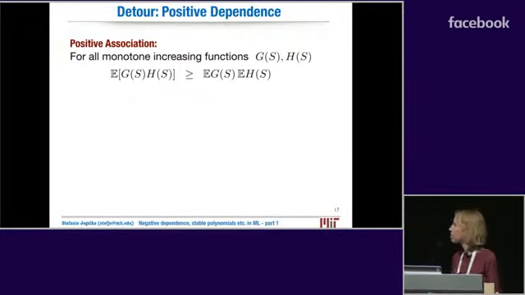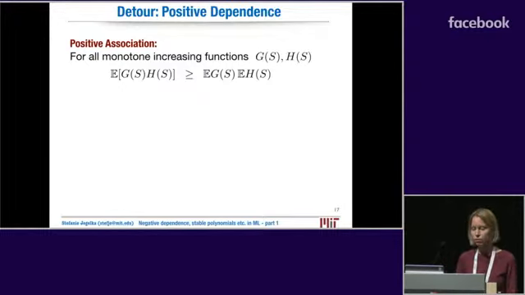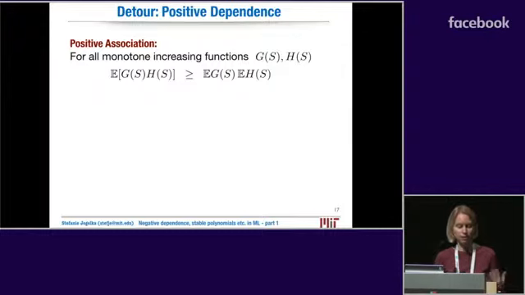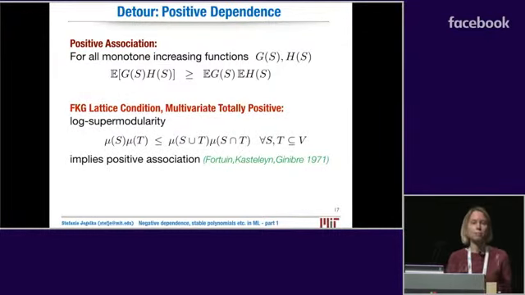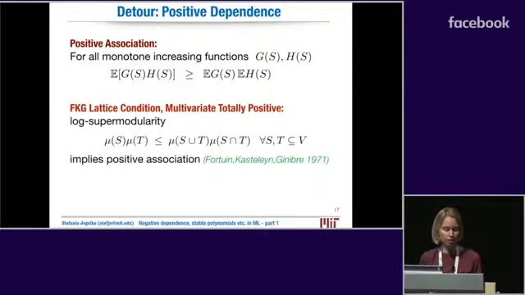Positive association also has been studied quite a bit, and there's actually a fairly well-known theorem that establishes a condition that implies positive association, and that is simpler to check. And this theorem is called the FKG theorem, after its discoverers, Fortuin, Kasteleyn, and Ginibre.